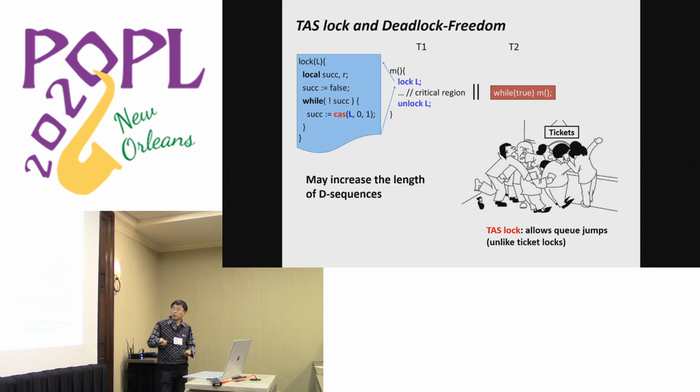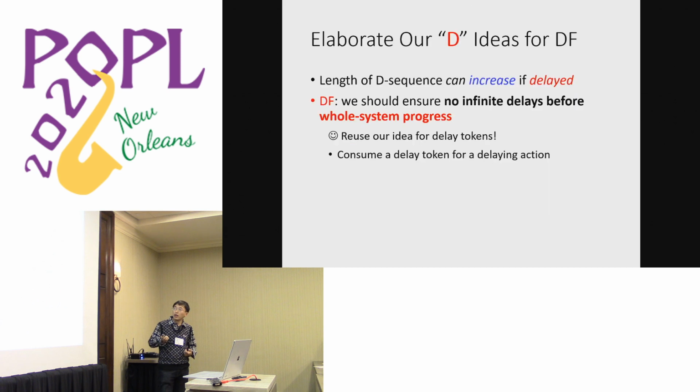Since the environment is successful in acquiring the lock, we allow this queue jump for a deadlock-free algorithm, and we basically say the length of the D sequence is allowed to increase if it is delayed. But we need to make sure, again, that there's no infinite delay before the whole system progresses. This is reusing our idea of delay tokens. So every time a thread delays others, it has to consume a delay token.